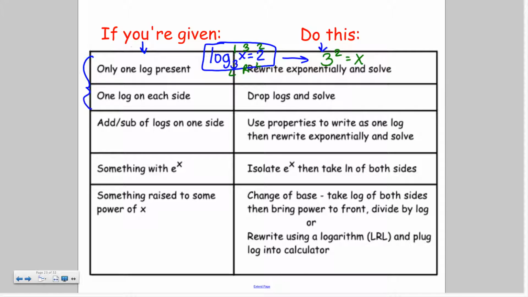All right, the other one we're going to look at is when you have a log on each side. So I could have log base 3 of x is equal to log base 3 of 5. Well, when I have the same log base on both sides, these two right here have to be the same, then I can drop that. It just cancels each other out. And then you have your answer and you can solve it. So that's the two methods that we're going to look at today and that we're going to practice.